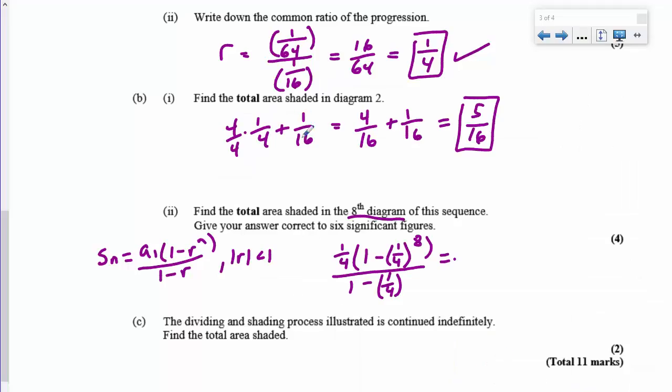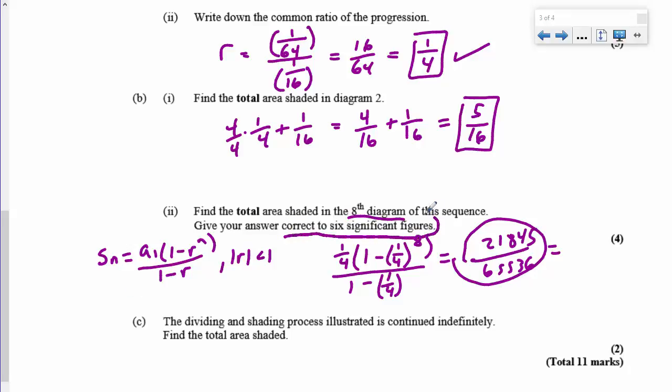So we can try that. We can say this is 21,845 over 65536. This technically I would accept as an answer. However, if you want to give this as a decimal, that's what they're asking for. They want the answer correct to 6 significant figures. So if you're following the instructions precisely, this is what you should have done.